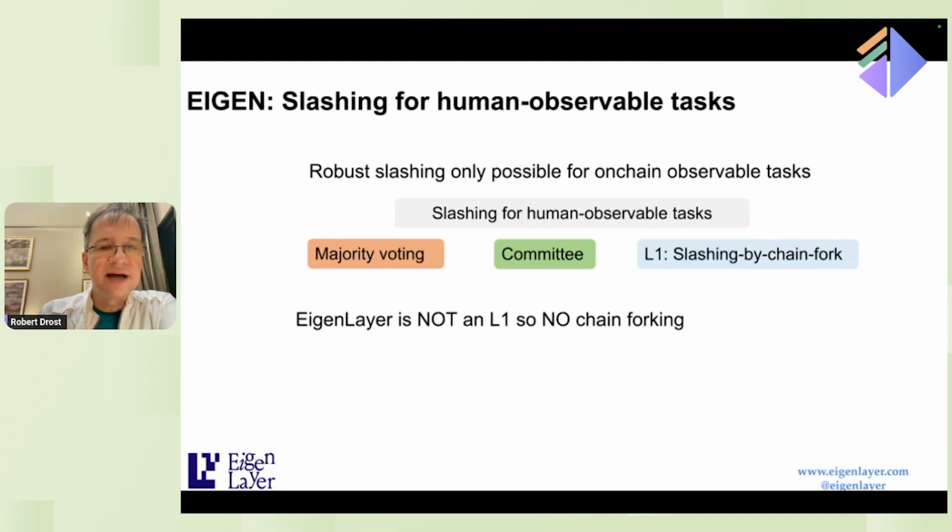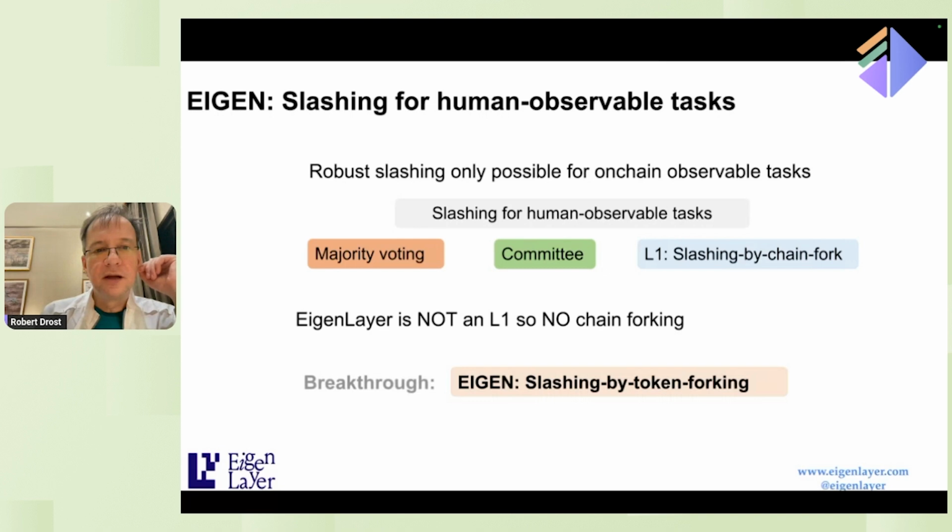So EigenLayer does not have this L1. EigenLayer literally is not a chain. It is just a security accounting marketplace that builds on top of Ethereum to allow all tokens to participate in this 4-sided market. But the breakthrough of the Eigen token is that it adds a new crypto economic primitive that we haven't had before in a general way.